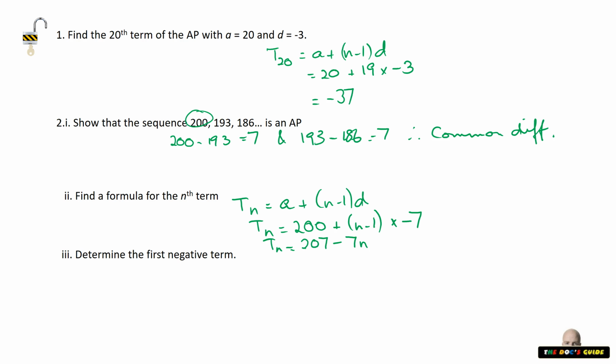Now for our next question, we just need to understand what they're actually asking. To determine the first negative term, we can see that the 20th term is minus 37. We can see that any term is 207 minus 7 times n. What we really are after is to find the value of n such that the term we're looking at is less than 0. So we go ahead and solve this inequality, and we get 29 4/7 is less than n. So the first negative term is going to happen when n equals 30.